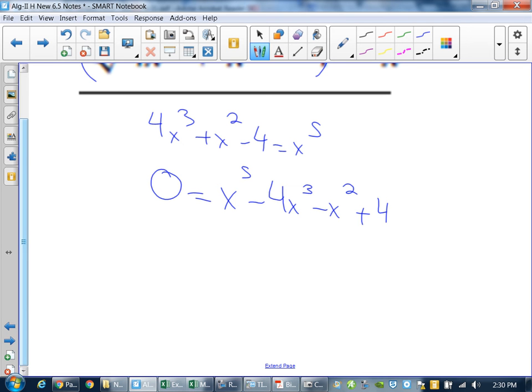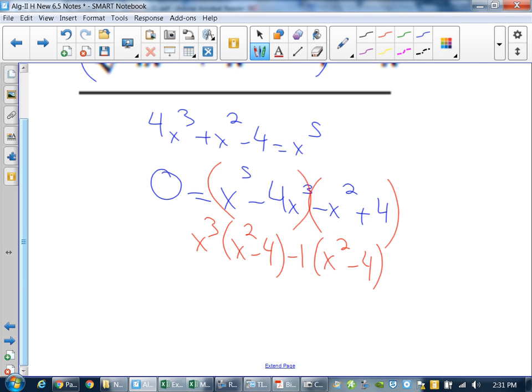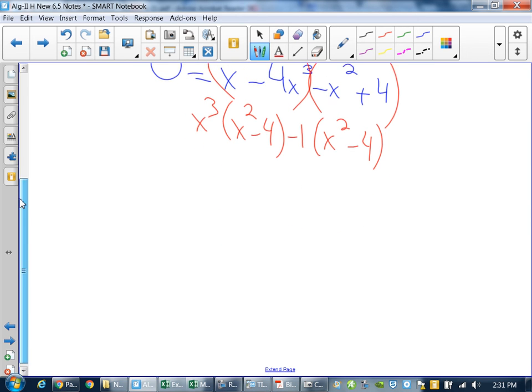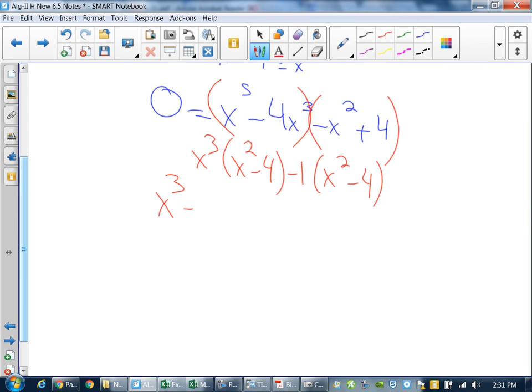Or, 4 terms, isn't it? Always check and see if you can group it. GCF of x cubed, x squared minus 4. GCF negative 1, x squared minus 4. So now I have x cubed minus 1 and x squared minus 4. The x squared minus 4 is easy to get the zeros, plus and minus 2. The other one's a little bit tricky.